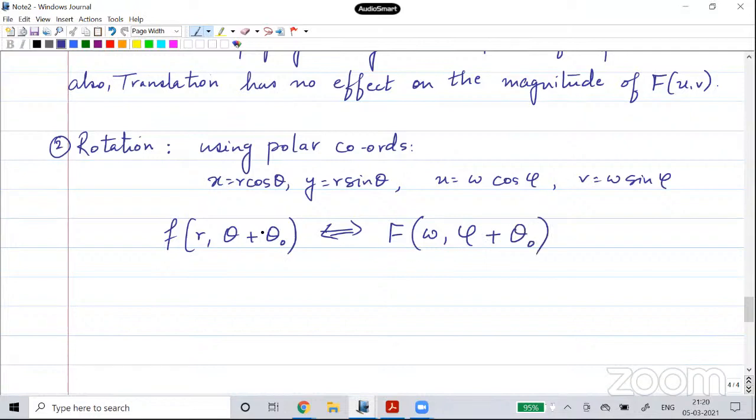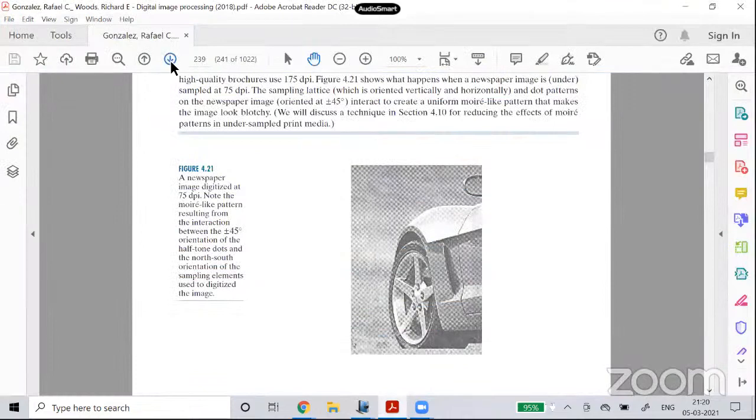So we have this original pair f(r, theta), F(omega, phi). If this is a Fourier transform pair, then this is also a Fourier transform pair, which means that if you rotate the original image by theta naught, then the Fourier transform or the spectrum also gets rotated by theta naught. So actually, let me show you some figures to explain what I'm saying here.